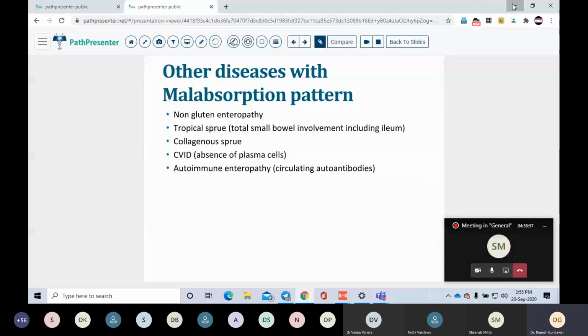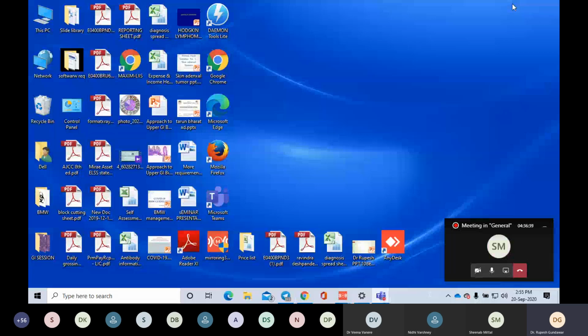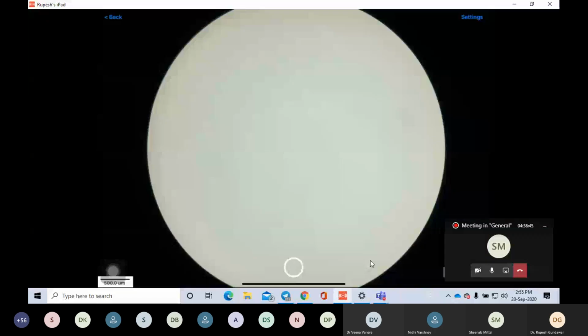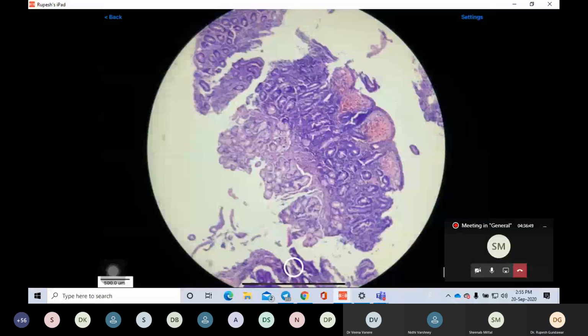So before that, I want to show you a case. Let us see what March grading we can give to this case. Is my slide visible? Hello, is the slide visible? Yes, sir.